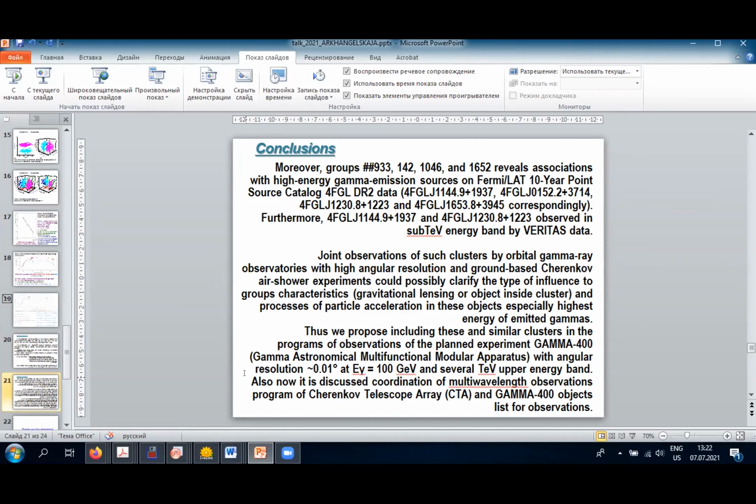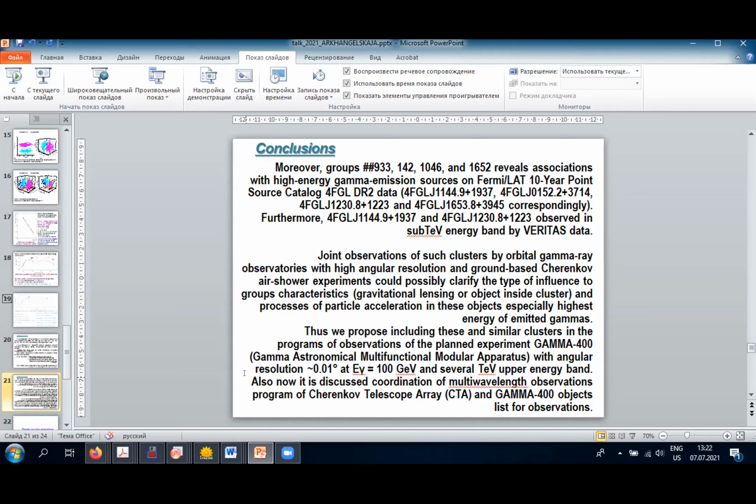So in this case, it would be better to organize joint observation of such clusters by orbital gamma-ray observatories with high angular resolution and, for example, ground-based Cherenkov air shower experiments. This could clarify the type of influence on the group characteristics. Was it gravitational lensing or a dark matter object inside the cluster? And we can study processes of particle acceleration in this object and how the high energy emission of such an object is formed.